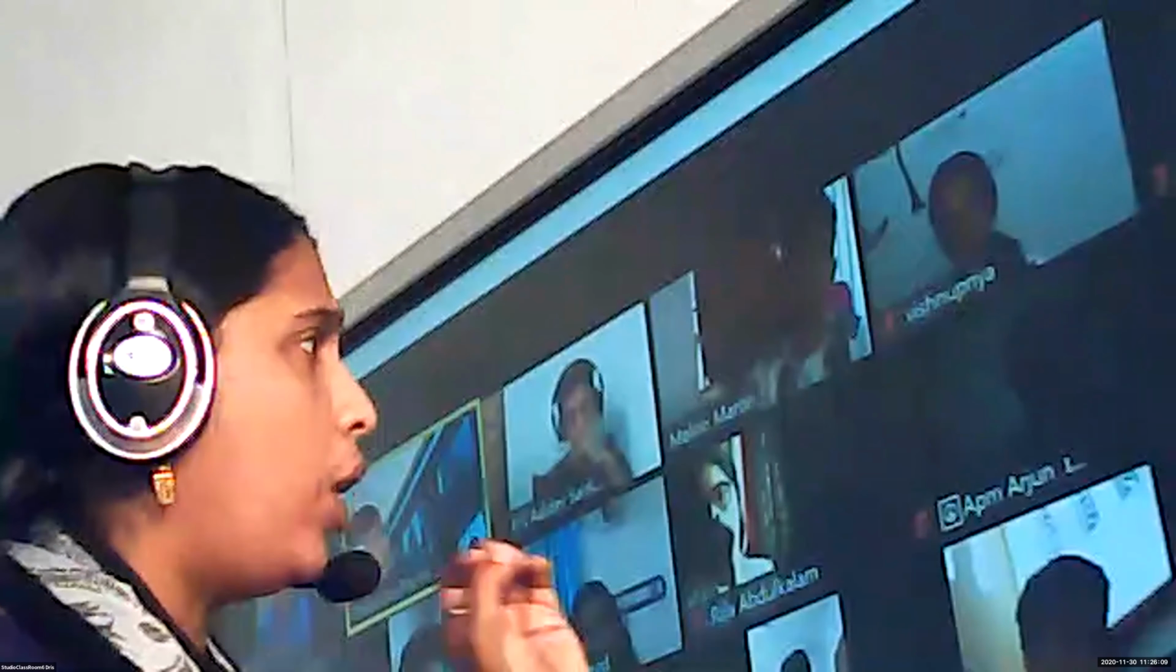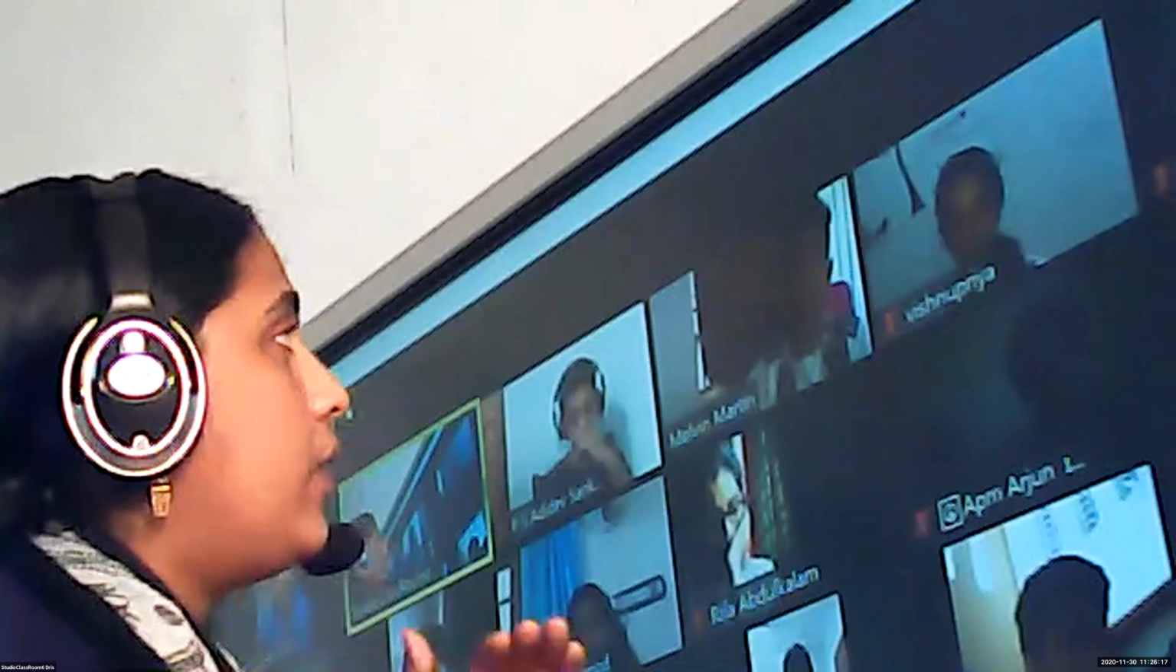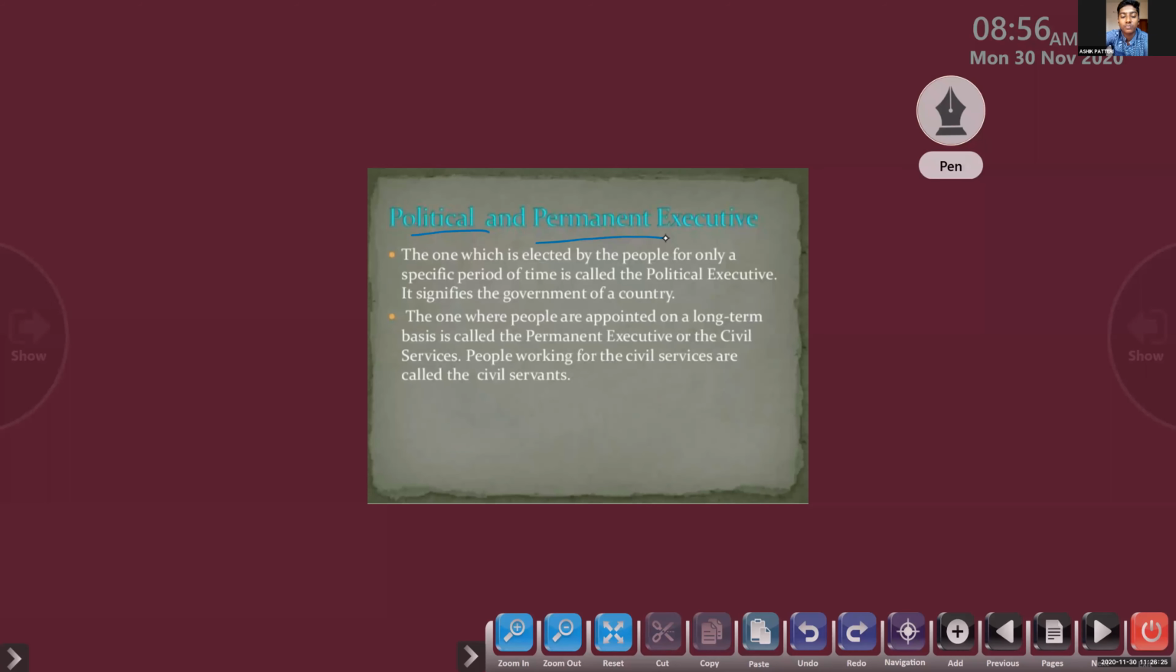The term itself has the answer. Political executives are elected for a fixed period of time. After that, they may change. But a permanent executive will be there till their retirement age. So the one which is elected by the people for only a specific period of time is called a political executive, and it signifies the government. And the one where people are appointed on a long-term basis is called permanent executive or the civil service. We call them civil servants.